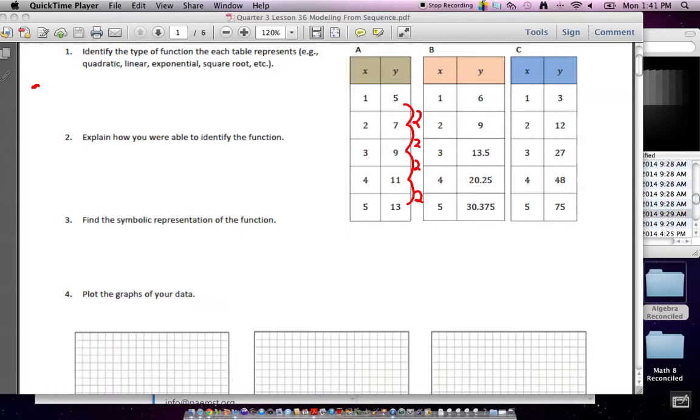Very good. As I take a look at this one, as I look for my first differences, I notice that it's not going up by a common amount. So one of the other tests I can do, instead of looking for a common difference, is look for a common ratio. And if I do my division, every time I come up with 1.5. So this is an example of what kind of sequence? Geometric sequence. And the type of function is exponential. Very good.